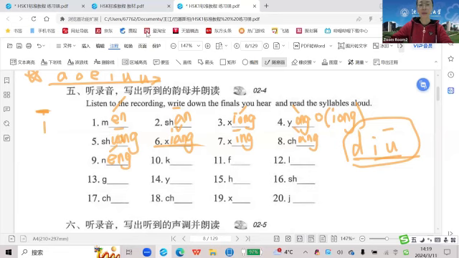And by doing this exercise, we just review the finals we have learned in lesson 1 and lesson 2. How about the other students? Please input your answer in the chat room, please.